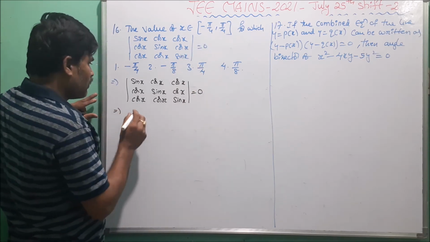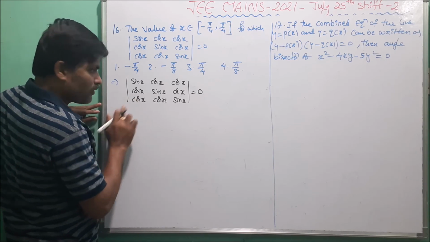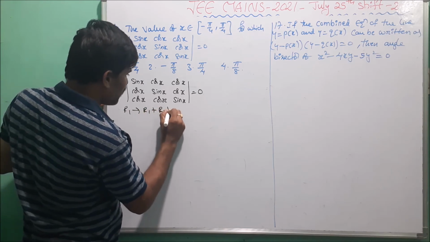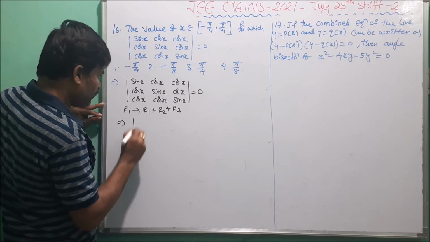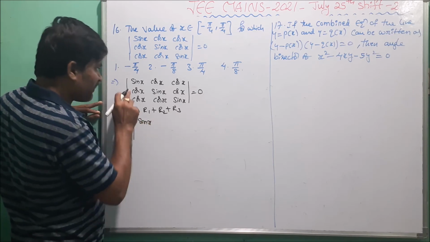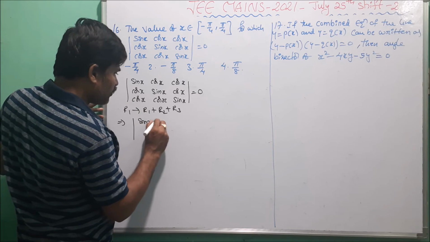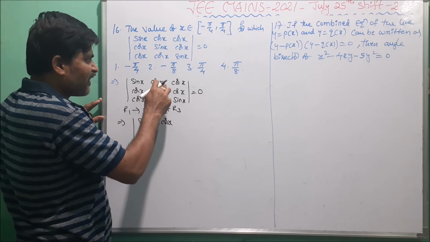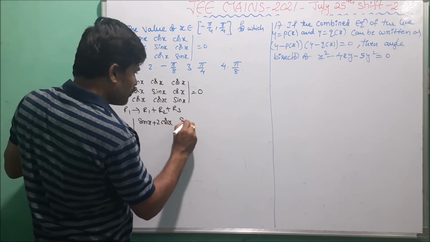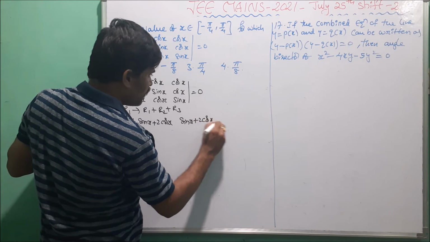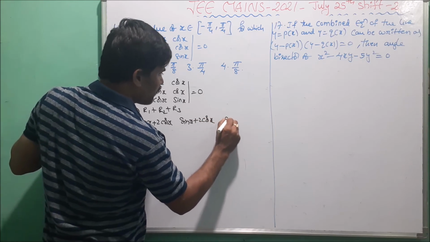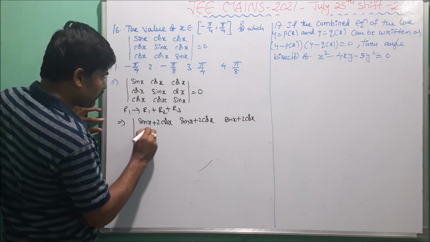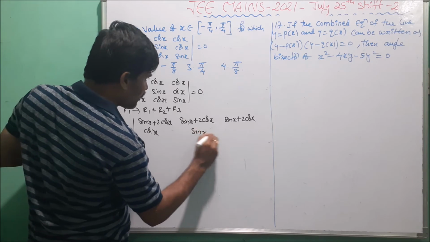Now from this, using row transformations, r1 changes to r1 plus r2 plus r3. From this we write sin x plus 2 cos x. Similarly, in the next element also cos x plus sin x plus cos x, that is also sin x plus 2 cos x. This is also the same element, sin x plus 2 cos x. Now here the second row does not change: cos x, sin x, cos x.